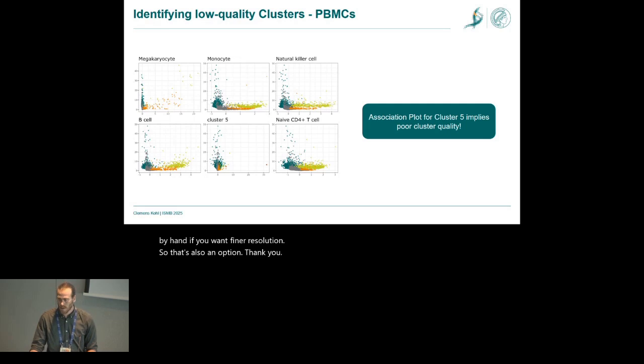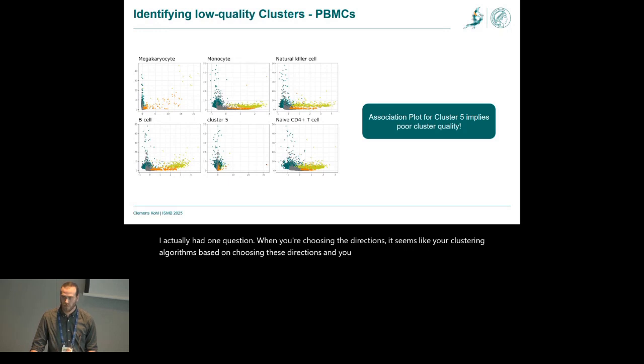Anything else? I actually had one question. When you're choosing the directions, it seems like your clustering algorithm is based on choosing these directions, and you have an iterative approach for doing this with random initialization. I was wondering if there's a specific objective function that you're optimizing for the directions, and if you can pose this as a global optimization problem.